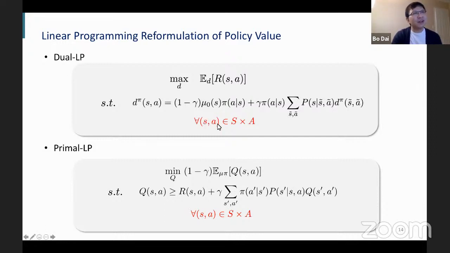Definitely you cannot directly solve this optimization, for two reasons. First, this expectation is with respect to the distribution of the current policy, and you don't have data for it. Second, this is for arbitrary state-action pairs, so there are too many constraints. Say your state is continuous, which is very common, then there are infinitely many constraints. So you definitely cannot solve it. How do we deal with that?